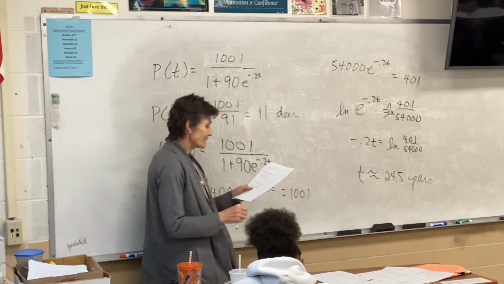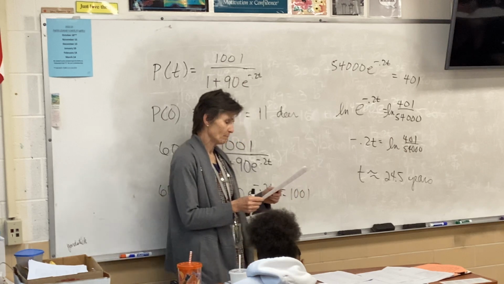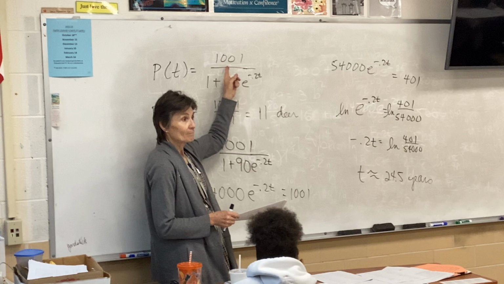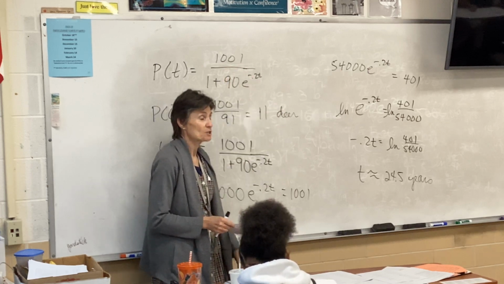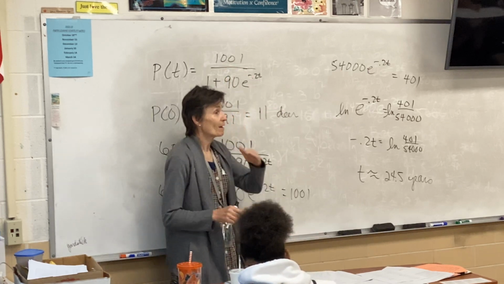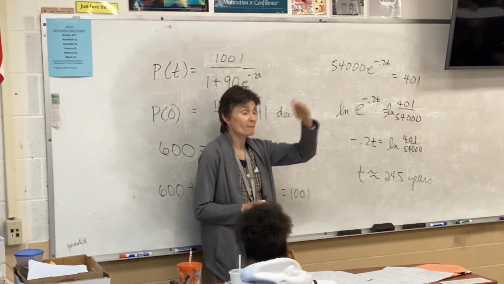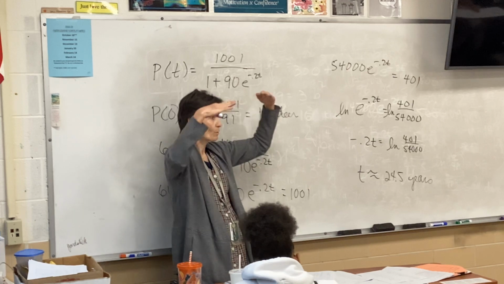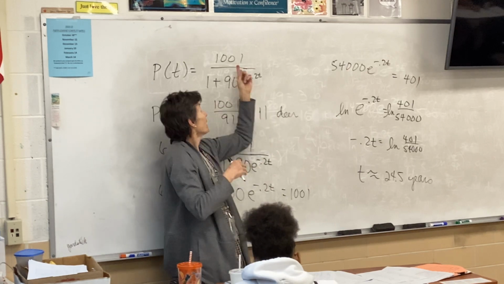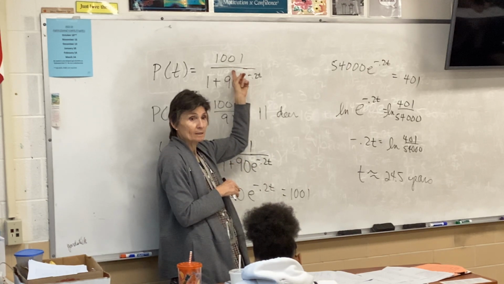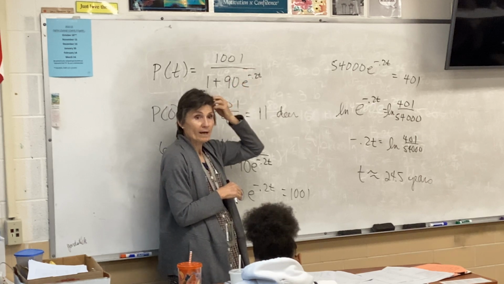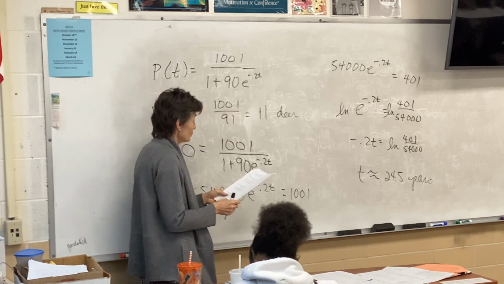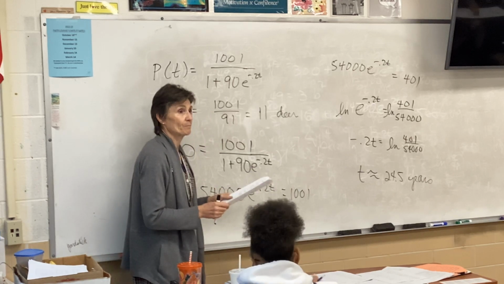What is the maximum number of deer possible in the park? 1001. That's your limit to growth. So think about this population growing, but this is logistics. So there's an asymptote up here stopping it, and that asymptote's at 1001. Okay. All right. Good. Everybody okay with that one?